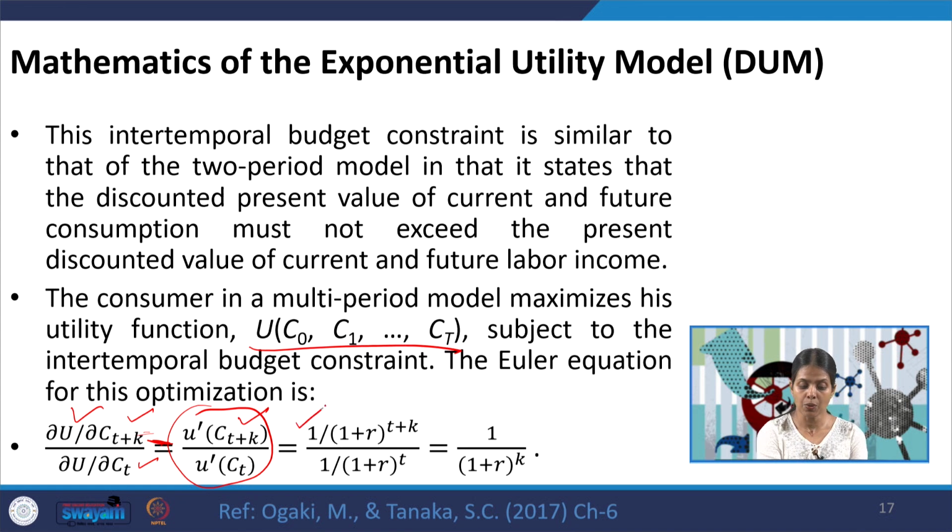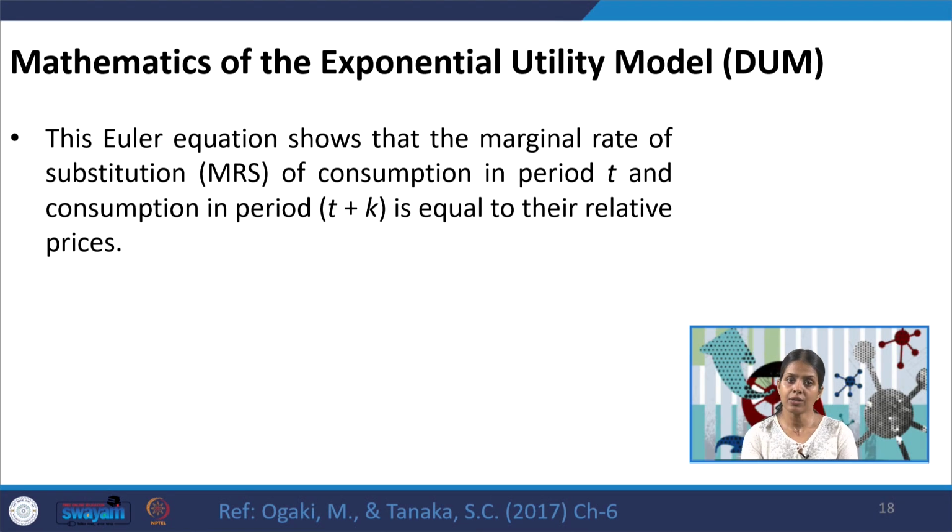So, this is 1 upon 1 plus r raised to the power t plus k, and the relative price of this is 1 upon 1 plus r raised to the power t. Then cancelling things out, we have 1 upon 1 plus r raised to the power k. This Euler equation shows that the marginal rate of substitution of consumption in period t and consumption in period t plus k is equal to their relative prices again, and here the relative price is 1 upon 1 plus r raised to the power k.